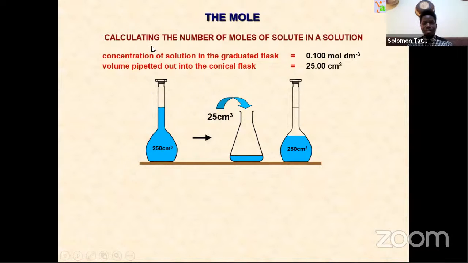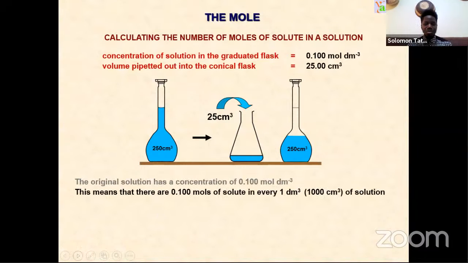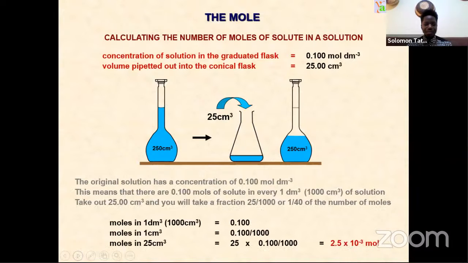So, for example, calculating the number of moles in a solid or in a solution, concentration of a solution in a graduated flask, and then volume pipetted into the conical flask. For example, you're in the laboratory, you're tasked to pipette 25 cubic centimeters into a conical flask. Then you can be tasked to put this pipetted volume into this graduated flask and then fill up to the brim. It's important to know how to do this correctly.